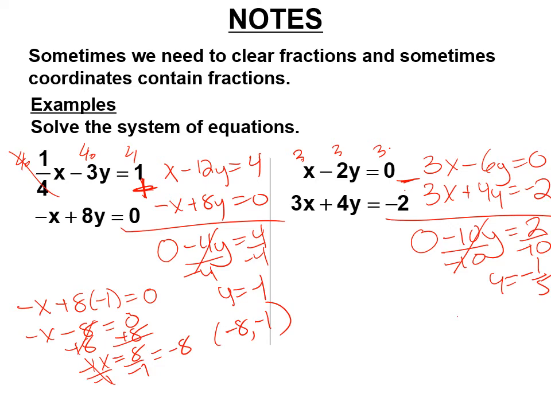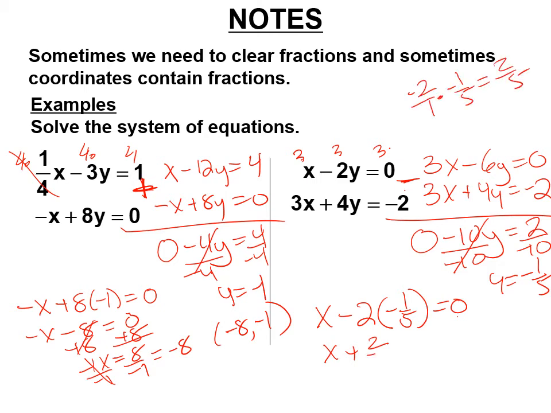Okay, so we can put that into the top equation. X minus 2 times negative 1/5 equals 0. Negative 2 times negative 1/5 is 2/5, right? Negative 2 over 1 times negative 1/5 is 2/5 and equals 0. Subtract 2/5 from both sides. Oh, all right, that wasn't so hard. I thought it was going to be harder than it is. Right? Negative 2/5, negative 1/5 is the point of intersection.